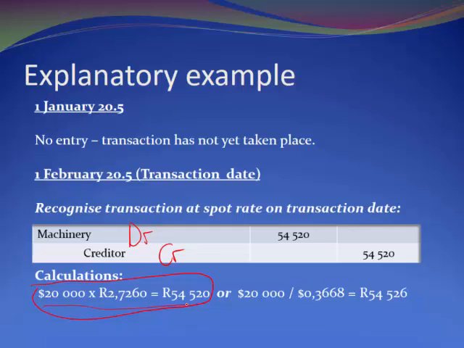Now if the exchange rate was given to you in the other format, then you have to divide the 20,000 by that rate. So that will be $20,000 divided by 0,3668, giving us 54,526. Now don't break your head about the 6 and the 0 because it is only rounding, and in a question we will take that into account.